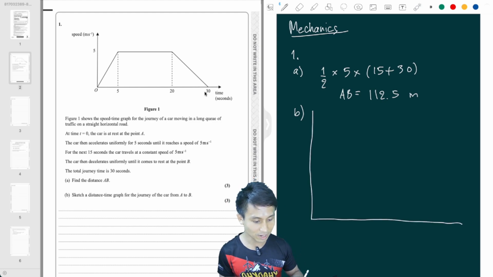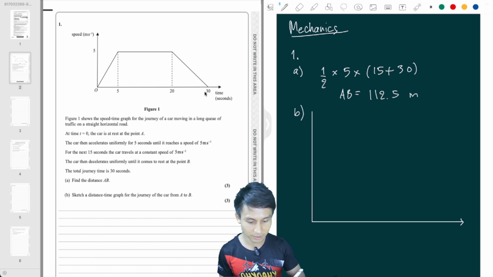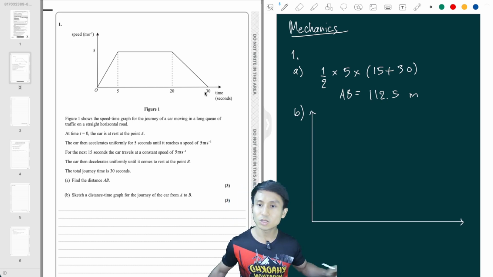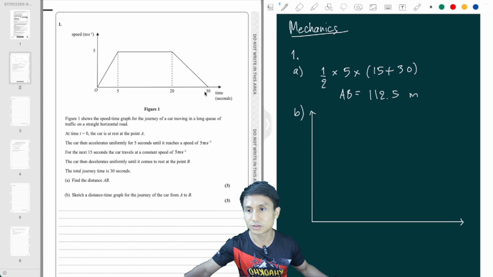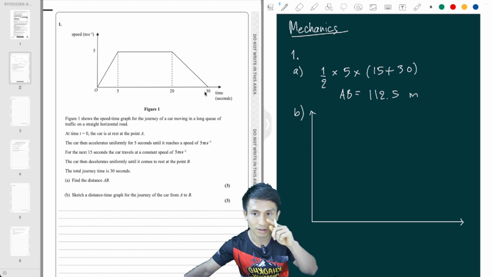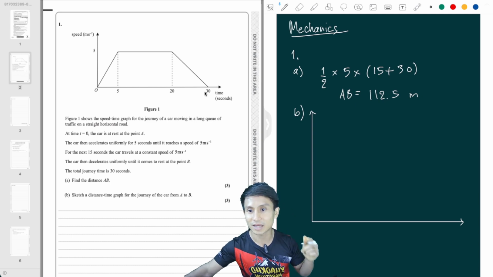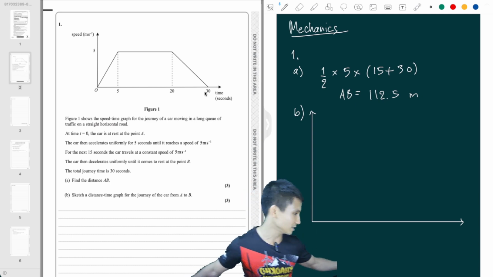B. Sketch the distance-time graph for the journey of the car from A to B. Okay, so this one might be a little tricky because you have a change in speed. That means when you draw the distance-time graph, it's not going to be a straight line. It's going to be a curve.